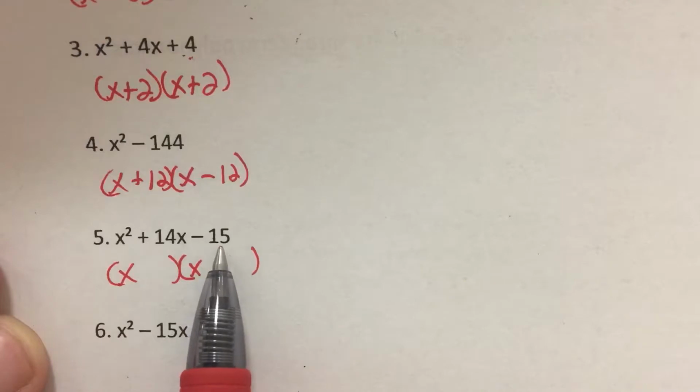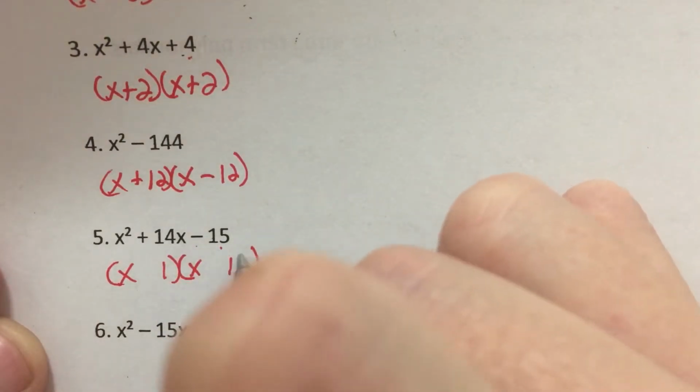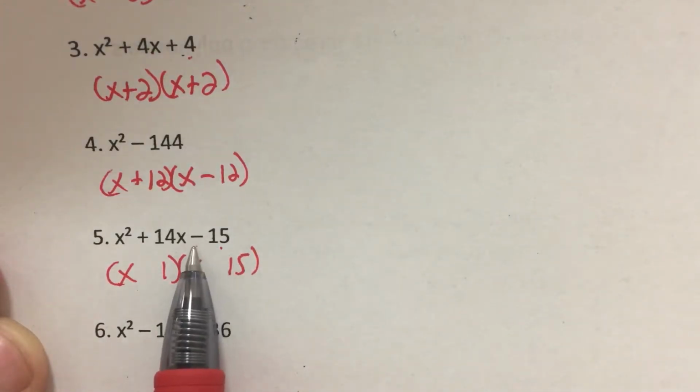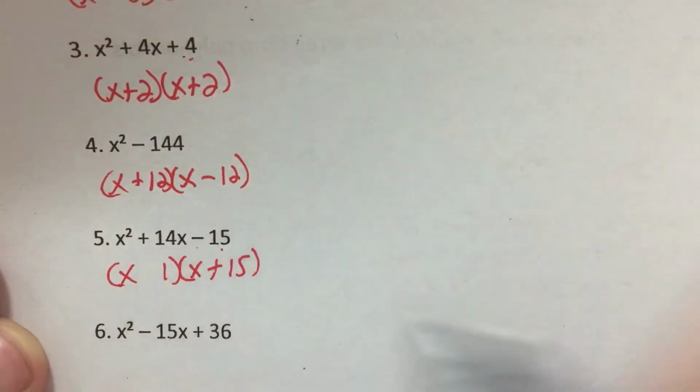Next up, x and x. Two numbers that will multiply to make 15 and subtract to make 14 would be 1 and 15. Back sign's a minus, so are these the same or different? They are different. The big number will get whatever's in the middle. So 15 is bigger than 1. 15 is positive. 1 is negative.